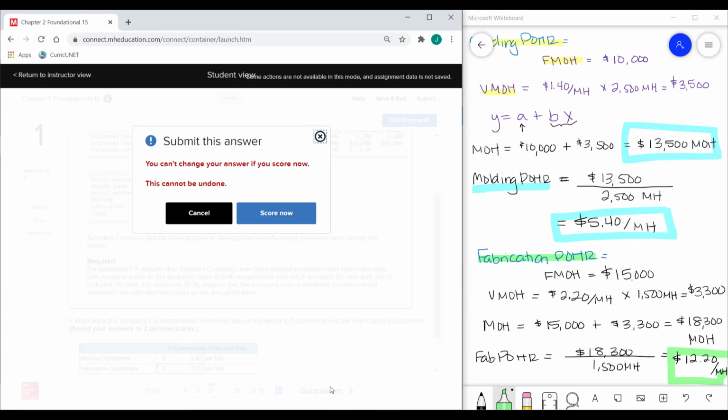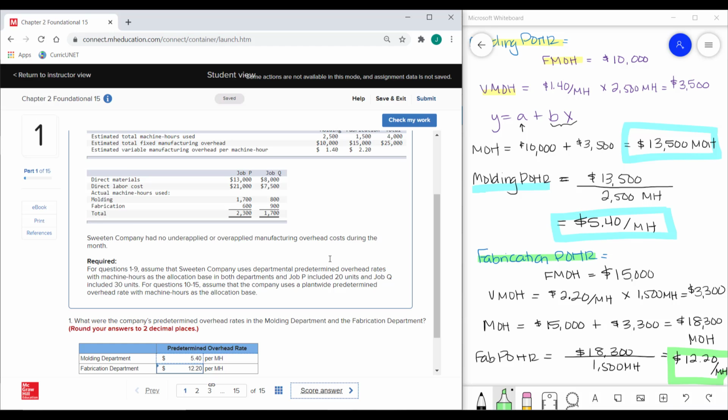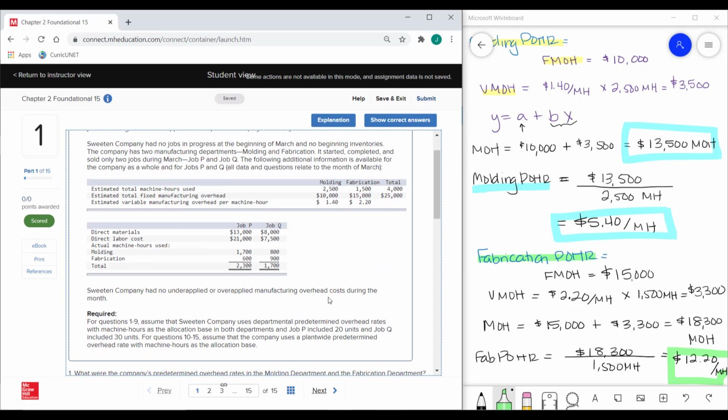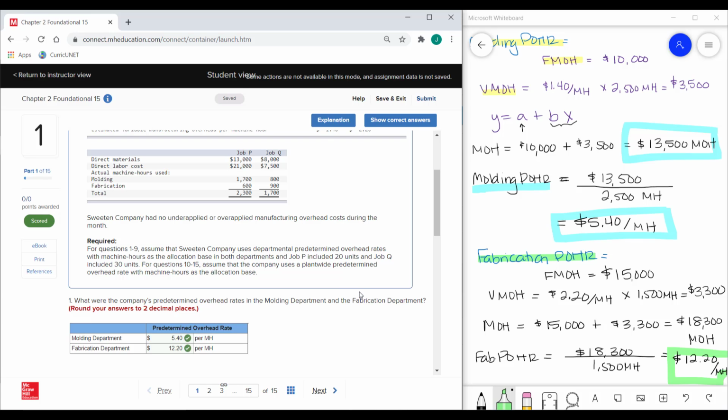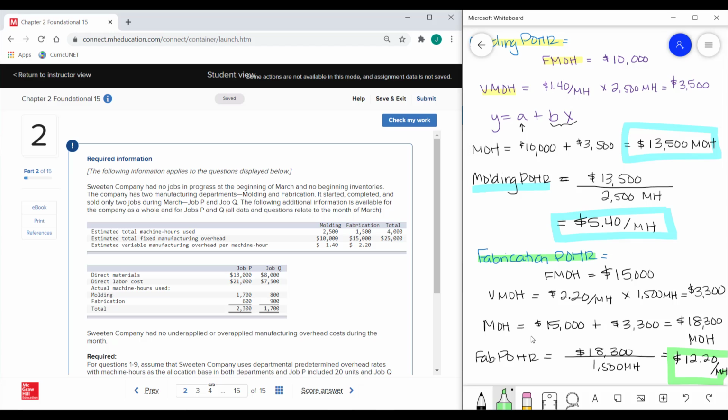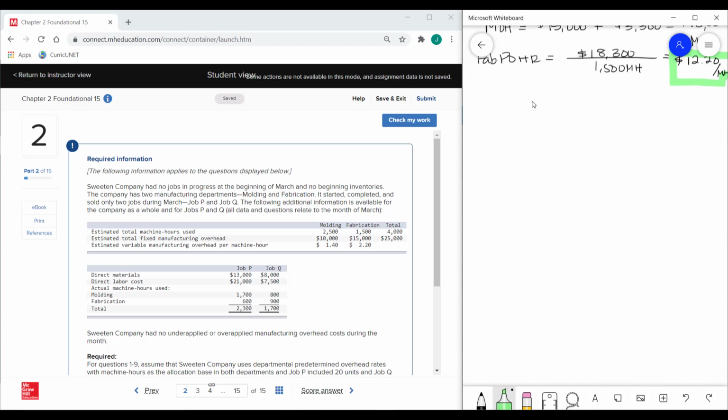Let's go ahead and score this answer. And it'll take a second. There we go. And that is good to go. So since I'm going to have to move to clean workspace here for the next problem, please make note of what your pour is for the molding department and for the fabrication department. We'll need that in the next problem. Okay. So I'm going to scroll down here a little bit as we move on to the next question.